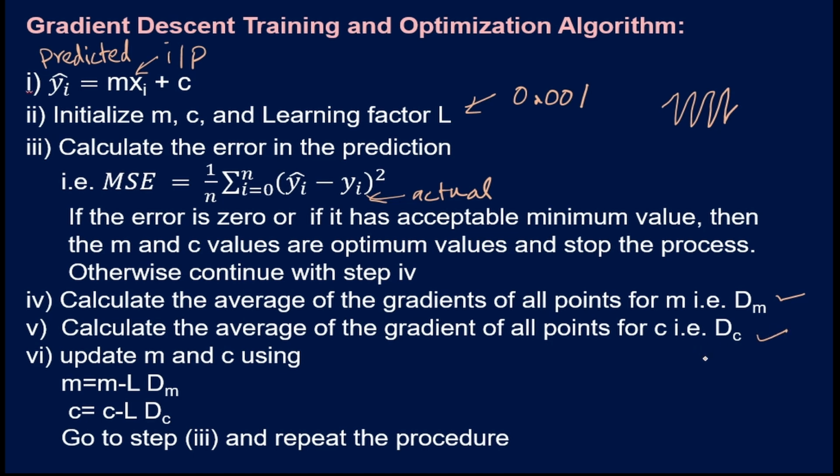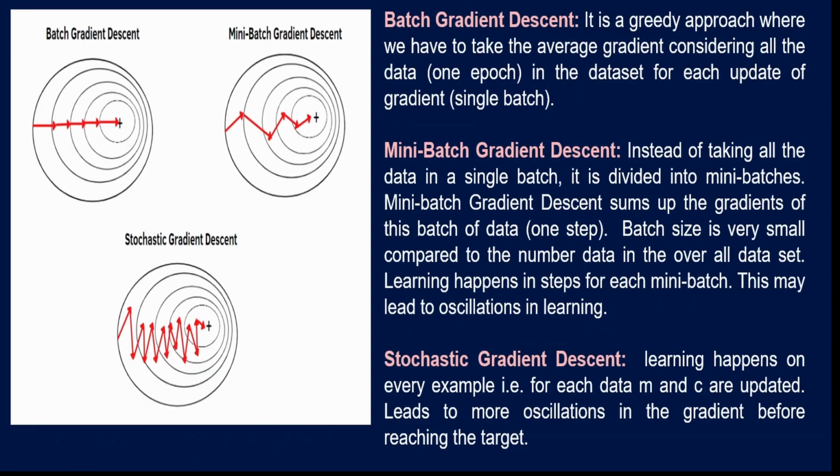So it is called single batch gradient or simply batch gradient. Since we use all data to decide m and c values, it is a greedy approach. All the points are considered as one epoch and the m and c values are updated at the end of the epoch. It can be pictorially shown like this. So this is for batch gradient.